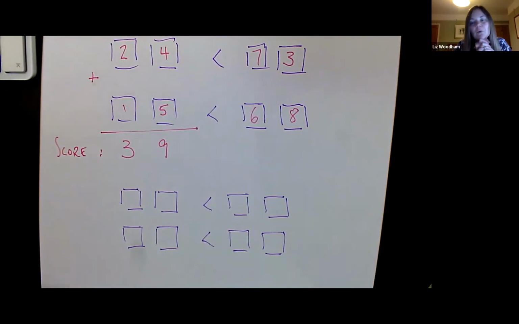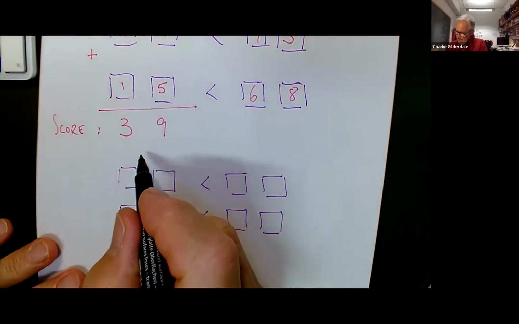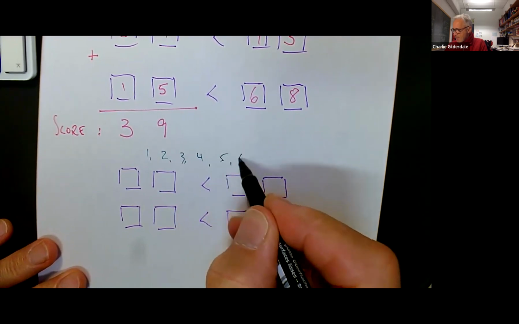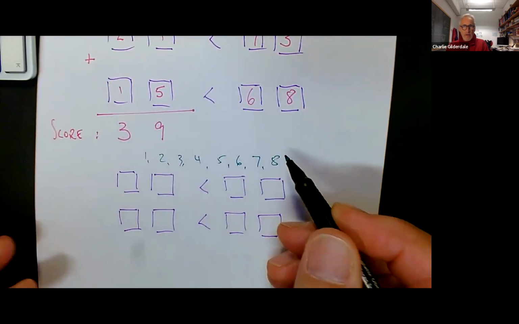So Charlie, what do you think? 127 is the maximum. Do you want me to try and convince you? Yeah, why not? Try and convince me. Okay, so I've written the numbers again, and I'm going to write 1 to 8 again to make sure that every number gets used once and only once.